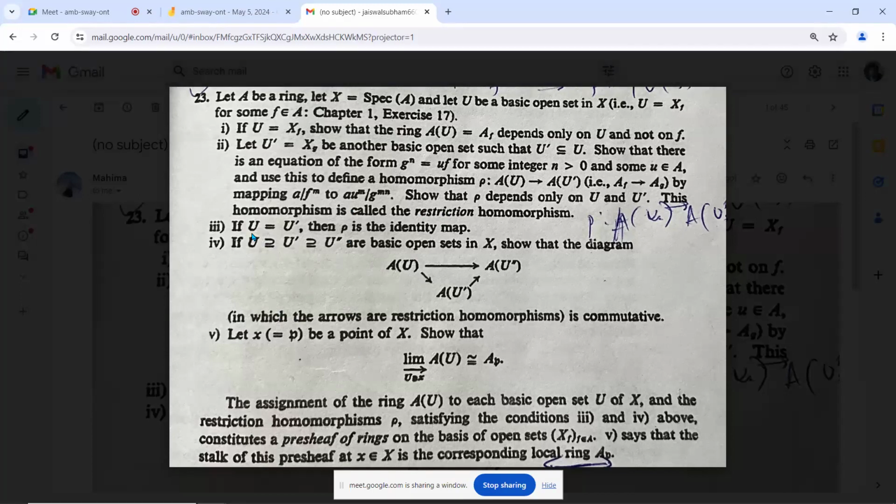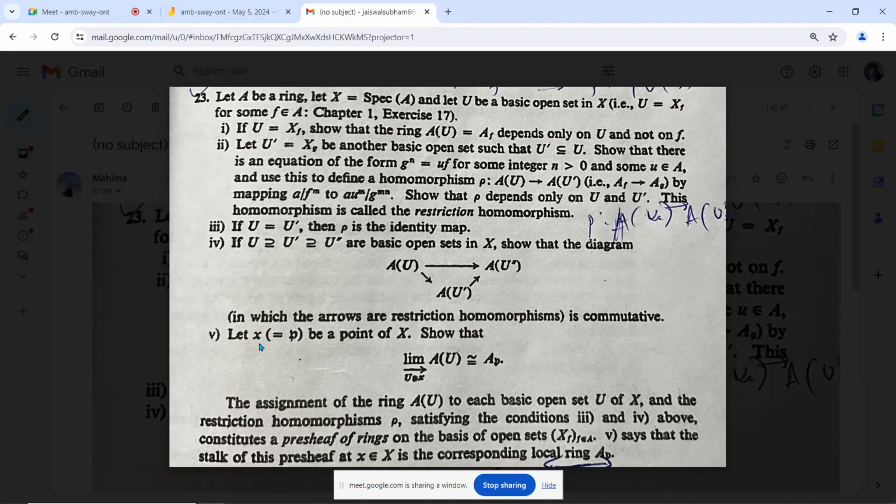Okay. So if u is equal to u prime, then the rho is the identity map, because then this u is one and n is one, so it will be the identity map. And if you have this, then they will commute, right? And so it is fine. It's fine because we understand now we are just restricting the domain of the function. Yeah. So this is fine.